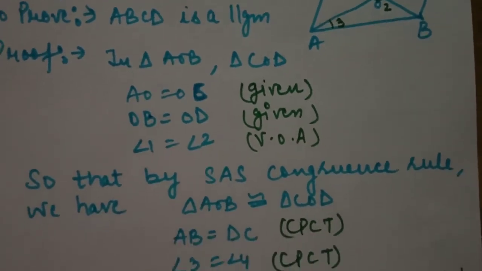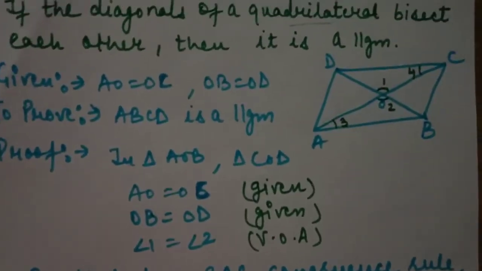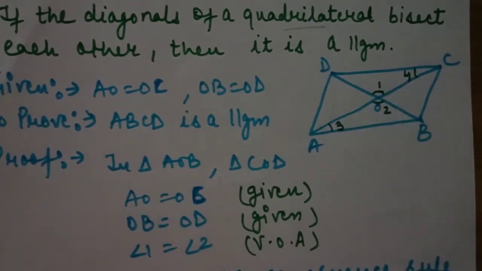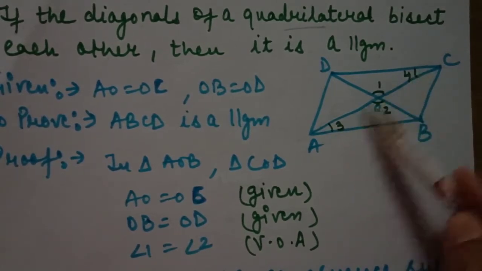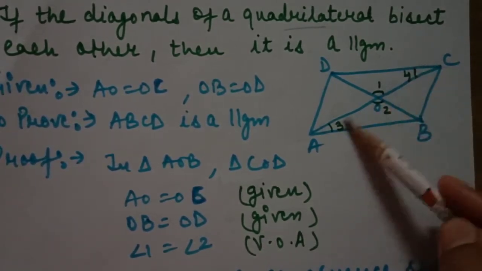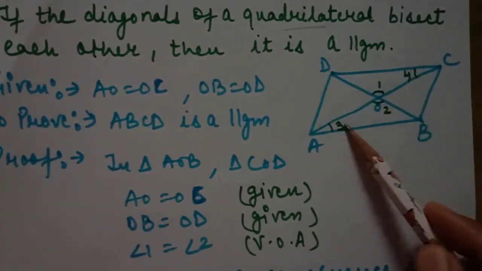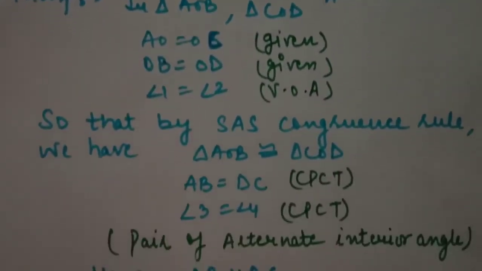So by CPCT we can take AB is equal to DC. Angle 3 and angle 4 are also equal to each other by CPCT. If AB and DC are equal to each other, one thing is with us. Angle 3 and angle 4 are a pair of alternate interior angles and they are equal, so AB and DC are also parallel to each other, because if alternate interior angles are equal, it is only possible when these two sides are parallel.